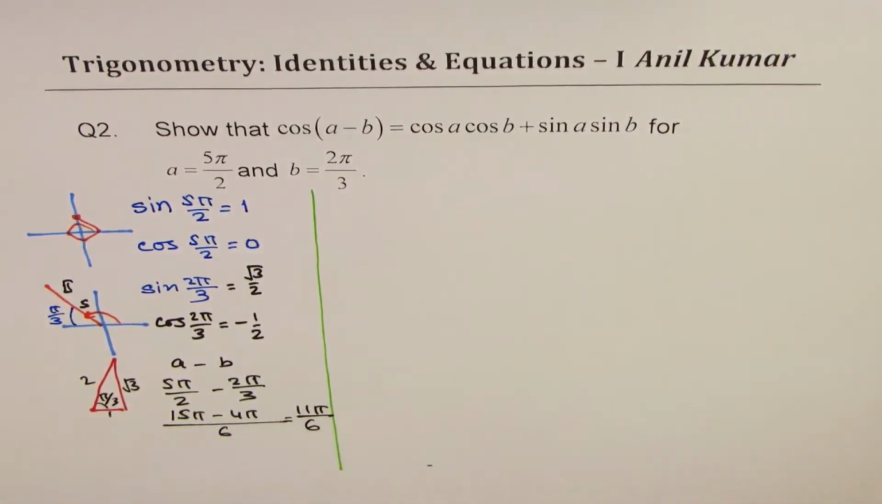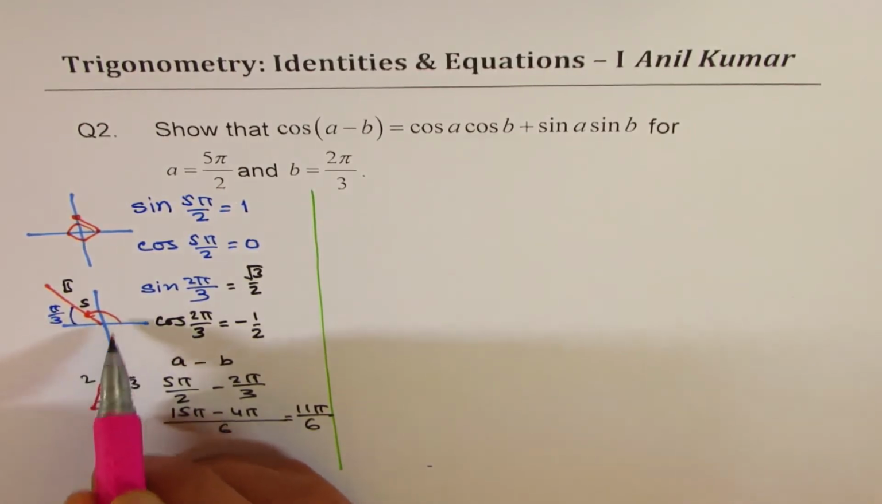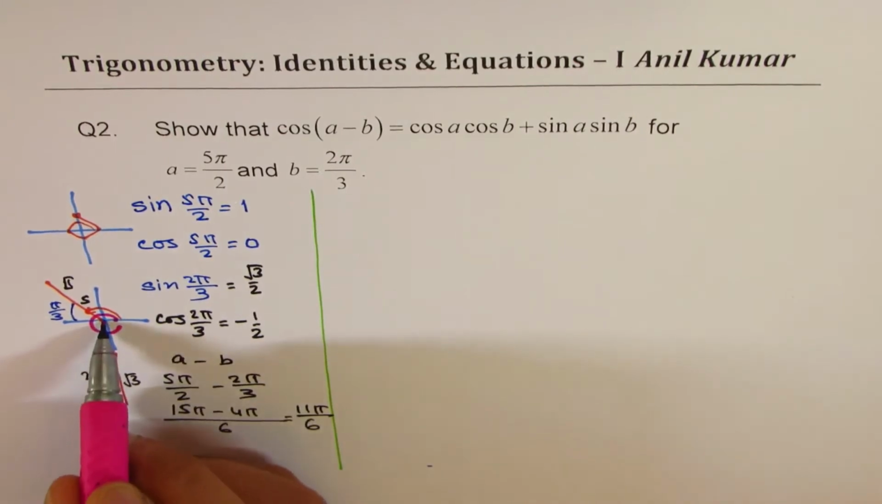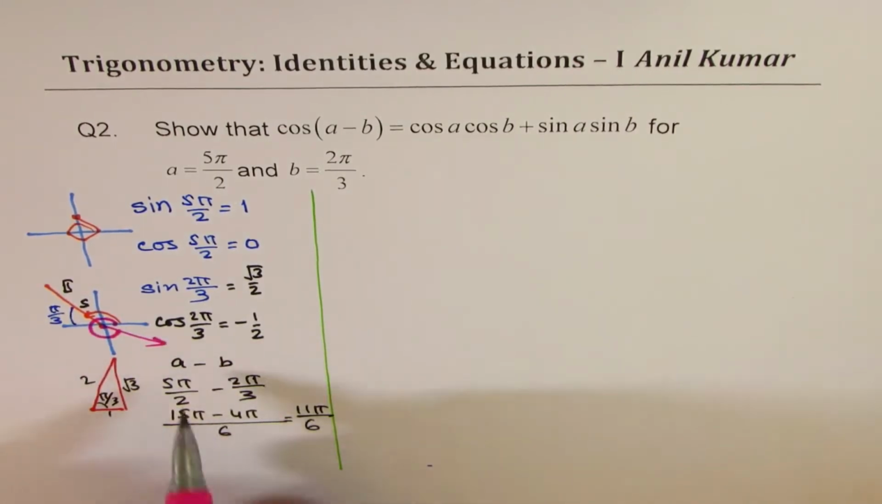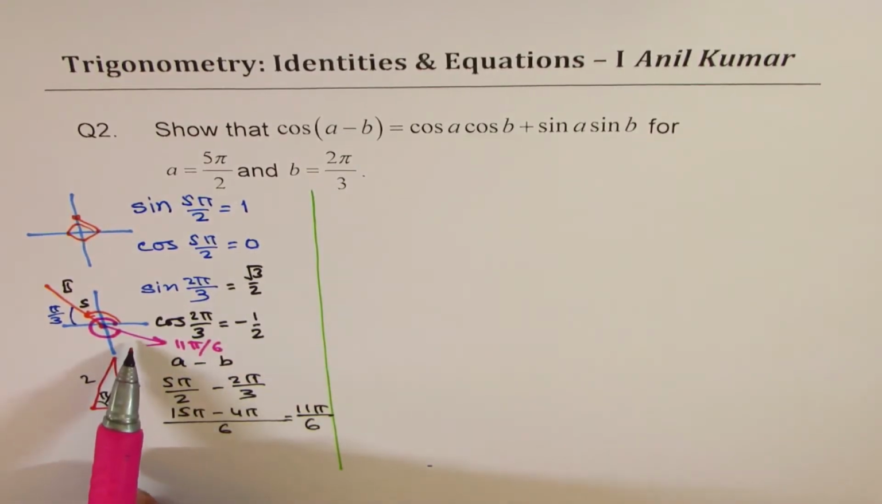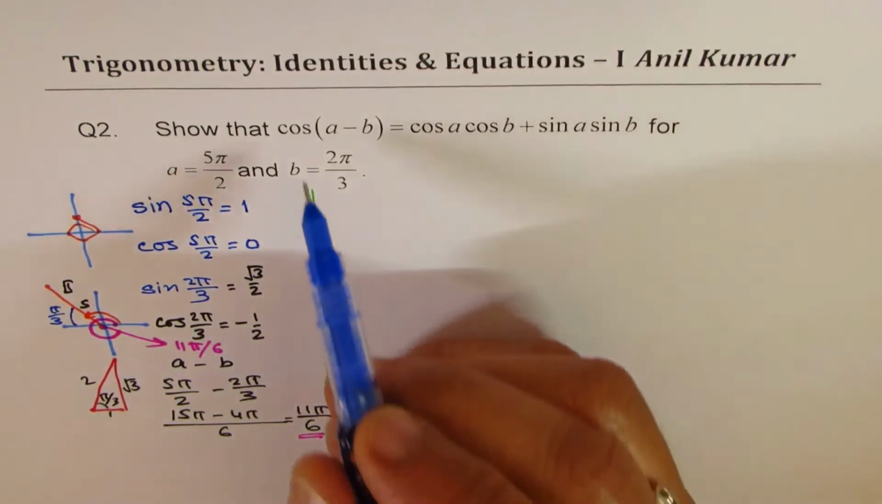Now what is 11 pi by 6? 11 pi by 6 means that, if you divide the whole circle, you get 12 pi by 6. So 11 pi by 6 is kind of here, right? So that is 11 pi by 6. You are in quadrant 4 where cos is positive, right? You are in quadrant 4 where the cos is positive. Okay, now let's begin to solve the question.